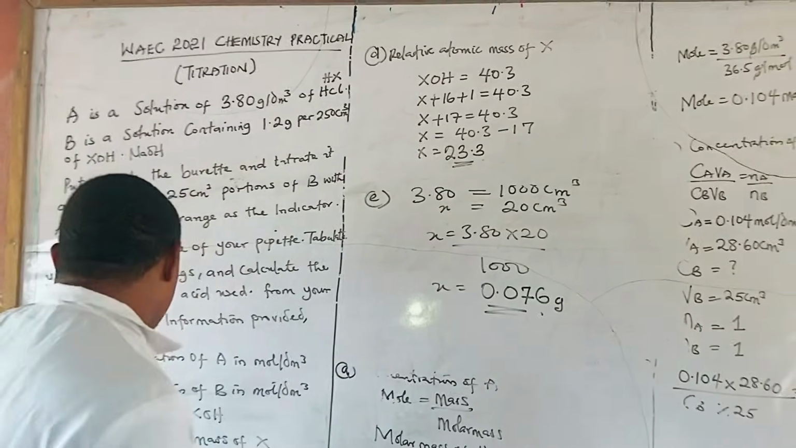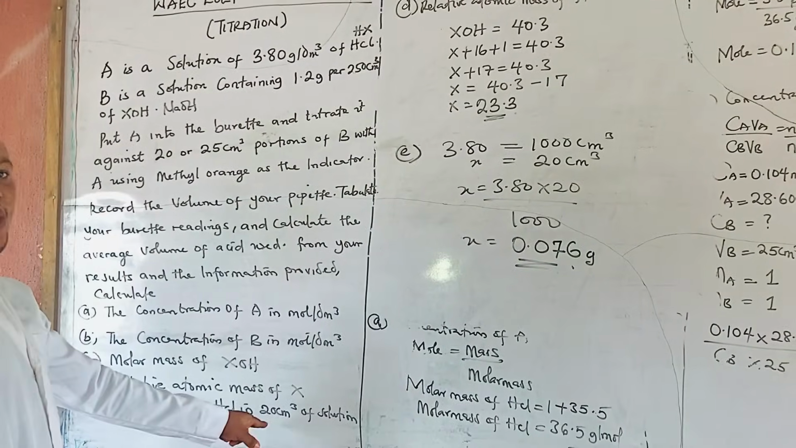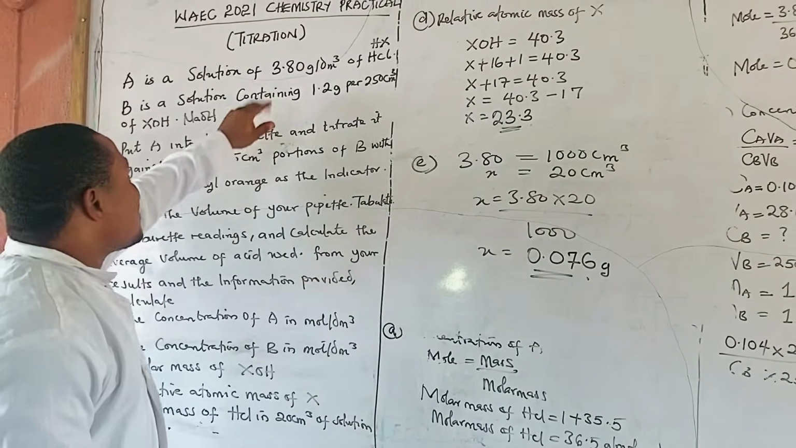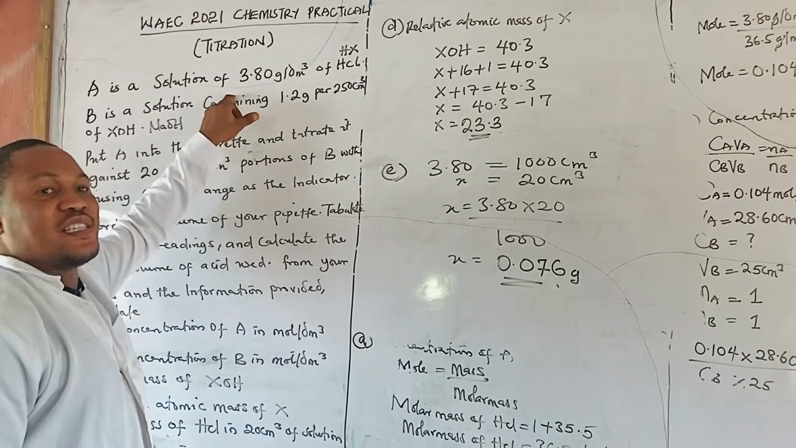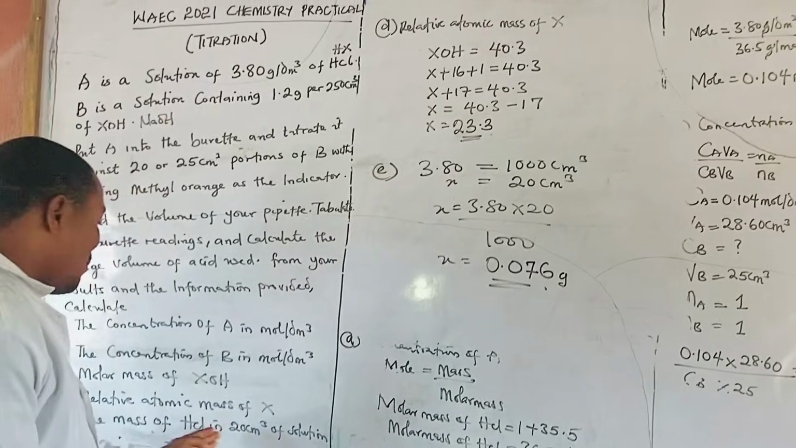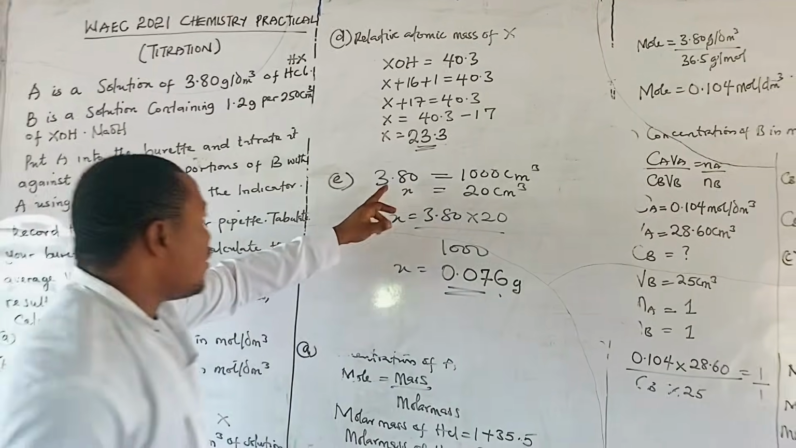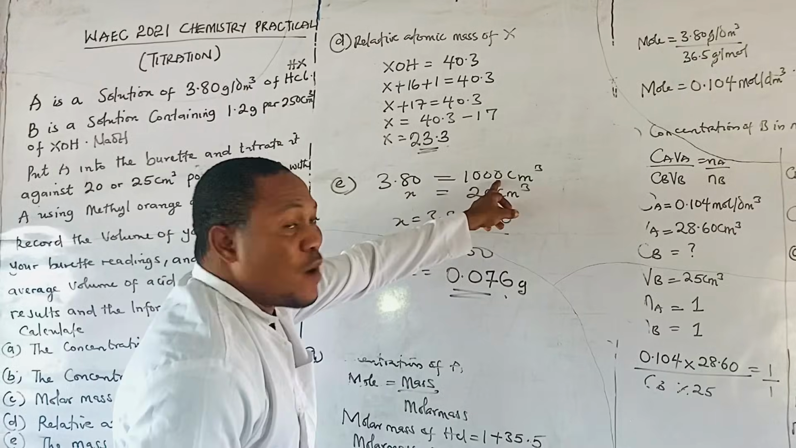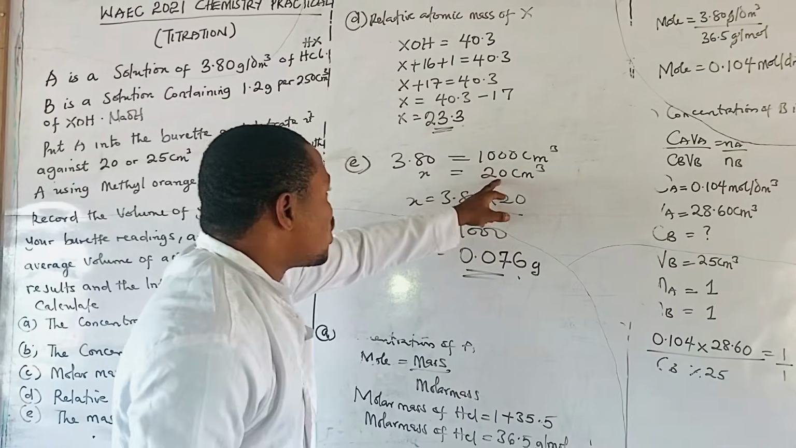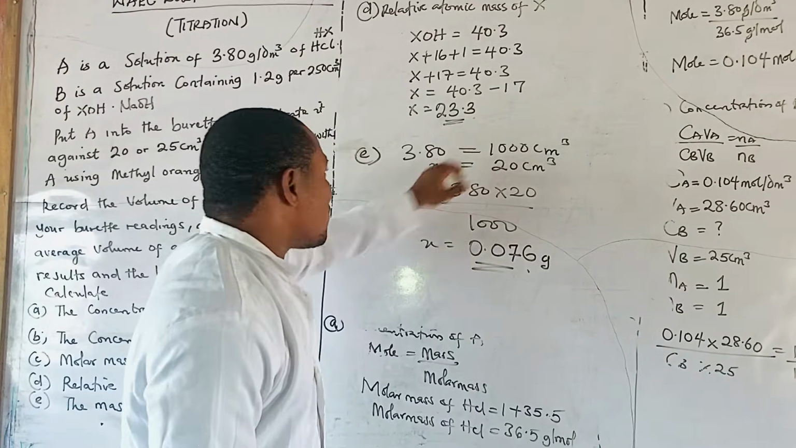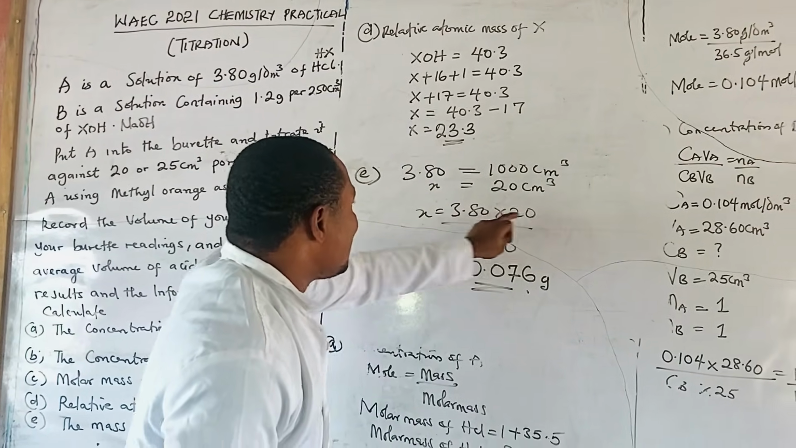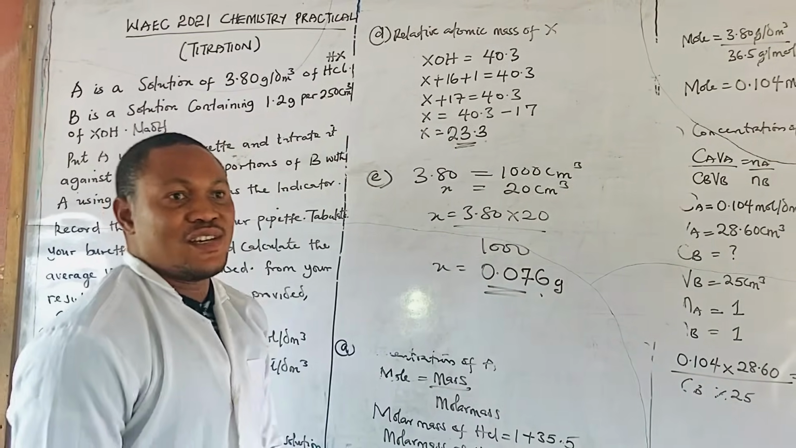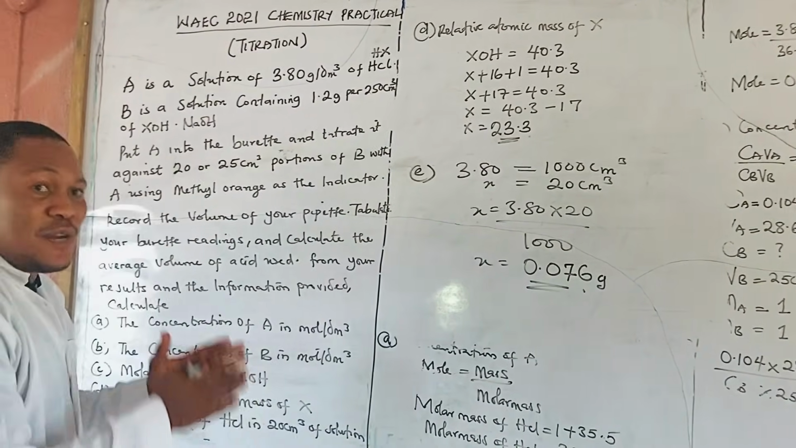Because they said, what is the mass of HCl in 20 centimeter cube? The mass of HCl in 1,000 centimeter cube is 3.80 gram. So what will it be in 20? That's it. So 3.80 gram in 1,000, then in 20 to be X, we cross multiply. I'm going to have this times this divided by this, which is this. So pay attention to this, please.